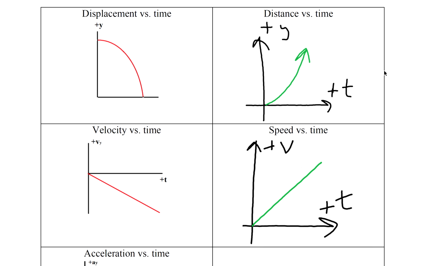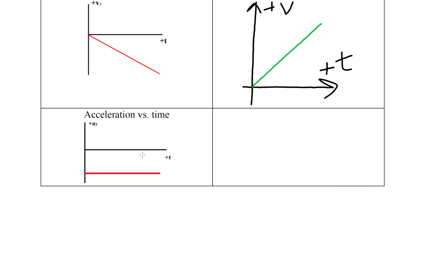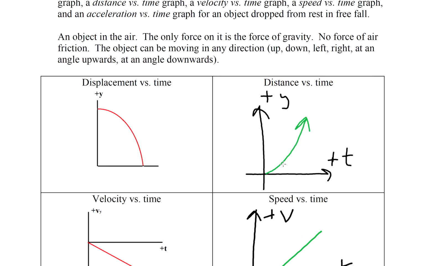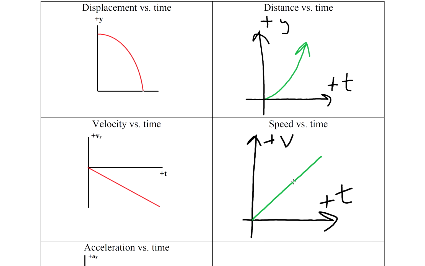So displacement versus time on the y-axis looks like this. Velocity versus time looks like this when it's dropped from rest. Acceleration versus time looks like this. Distance versus time looks like this because distance is always positive. Speed versus time looks like this because speed is always positive.